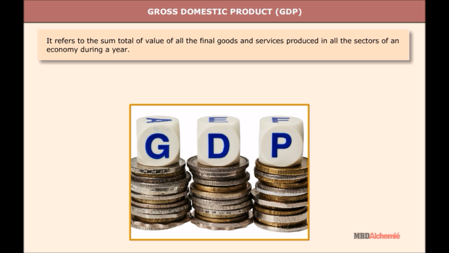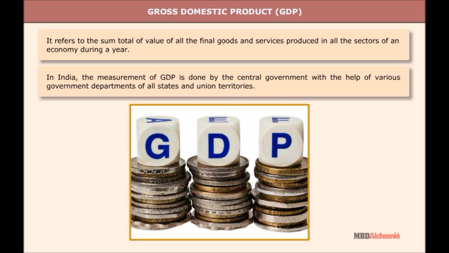Gross domestic product. It refers to the sum total of value of all the final goods and services produced in all the sectors of an economy during a year. In India, the measurement of GDP is done by the central government with the help of various government departments of all states and union territories.